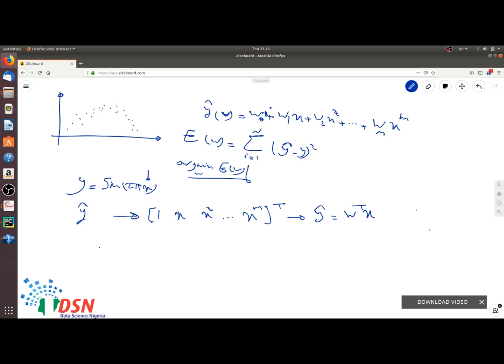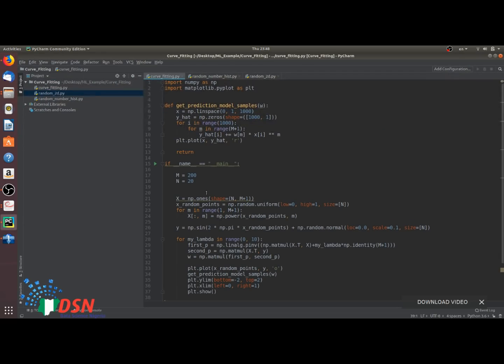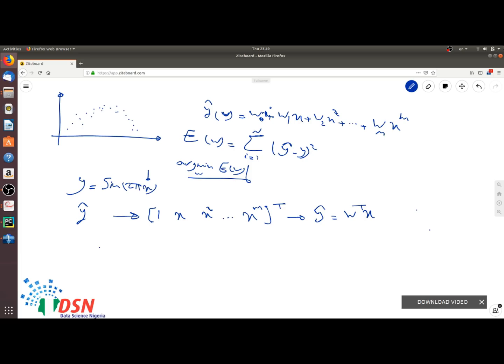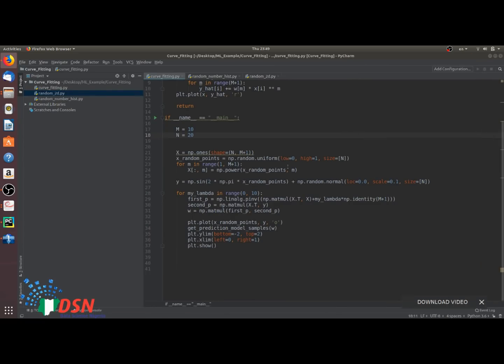So now I just wrote that in Python to show you this example. In here, this is the main part of the code. The m is actually the degree of polynomial that we want to fit to the data points, so it could be 10 or anything. The n is the total number of our samples from the function of sine 2 pi times x, and it could be, I don't know, anything, it could be 50.